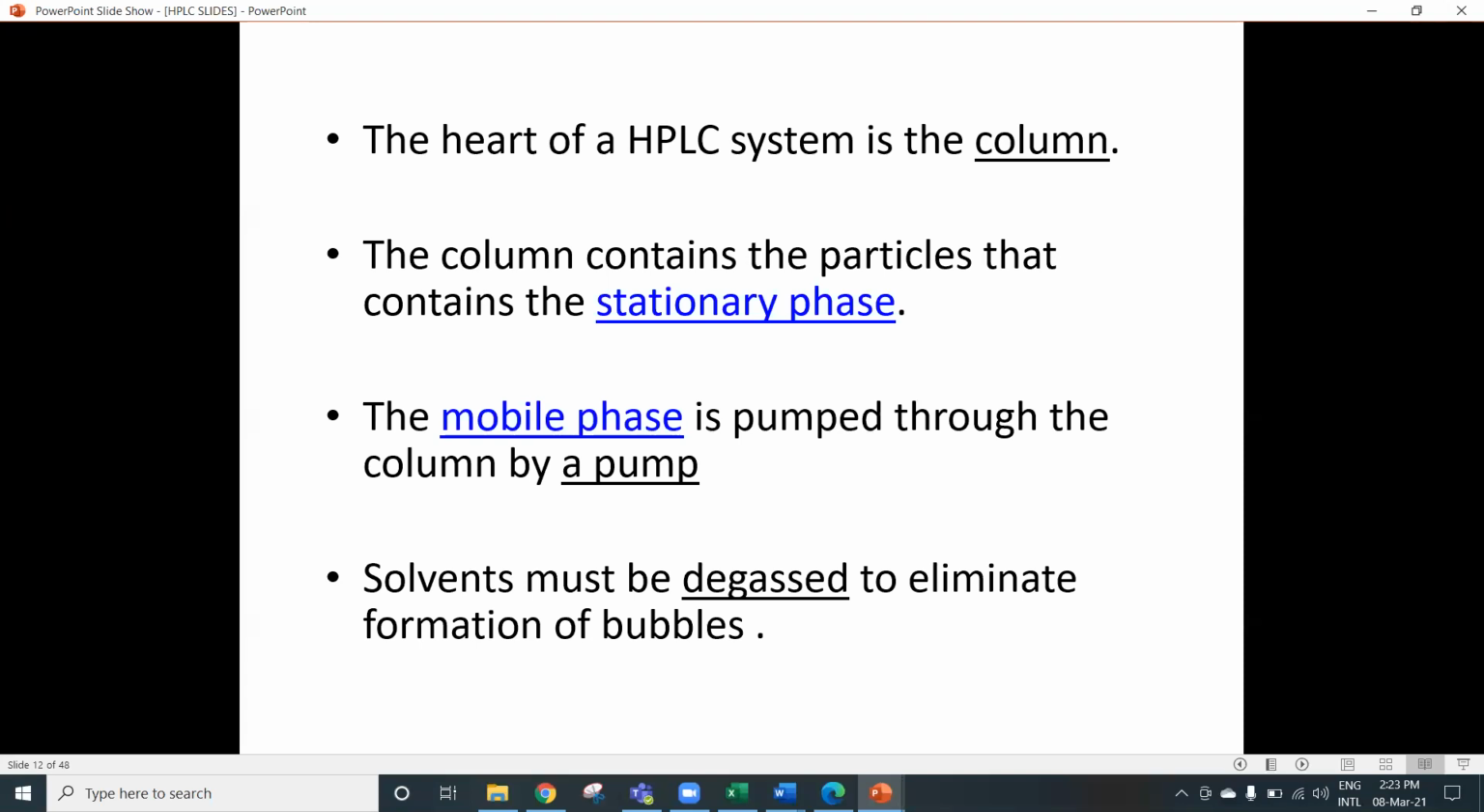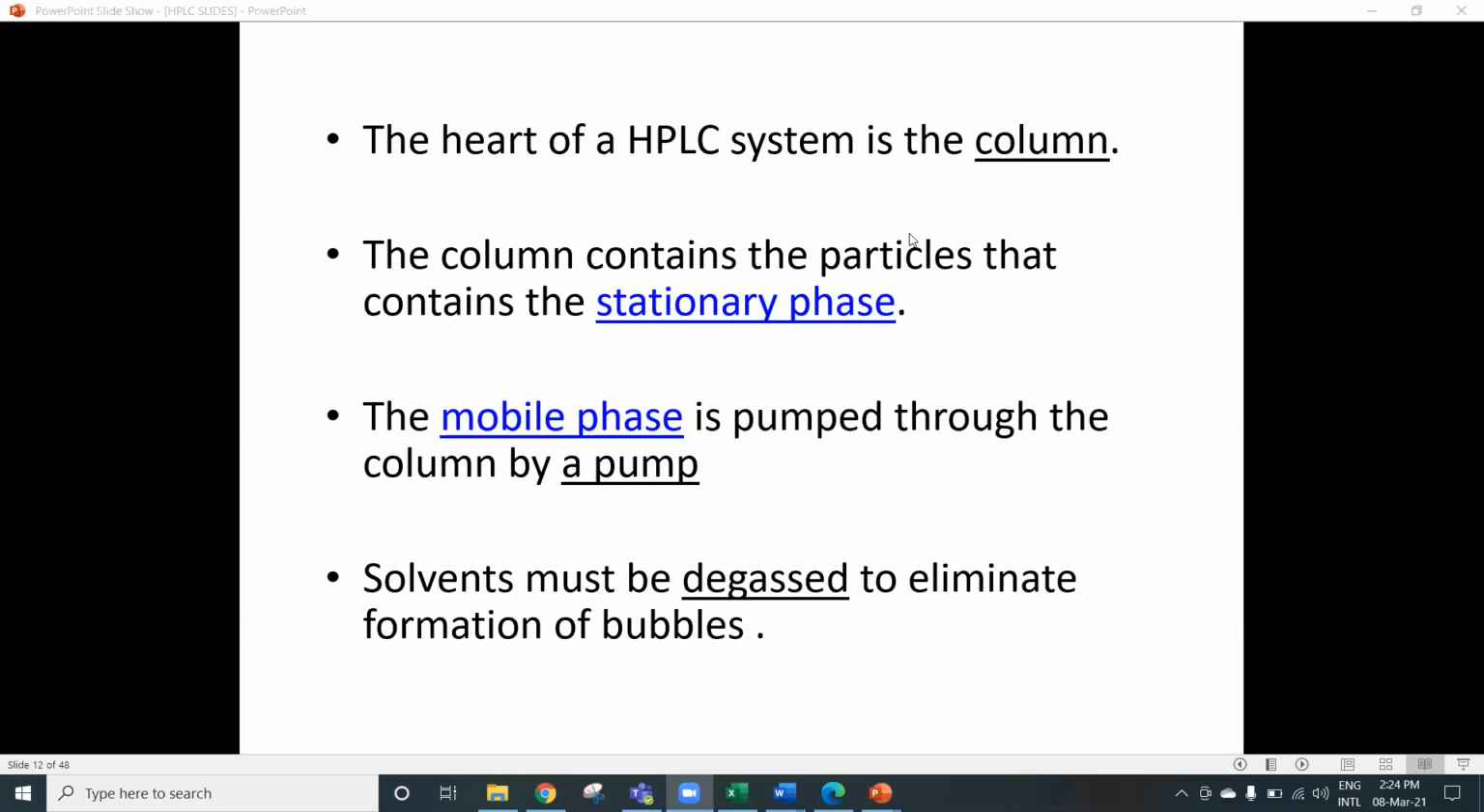So just like your GC, is your column. Tommy, mute your microphone. Who is that talking there? You've been told to mute your mic as you join the class.